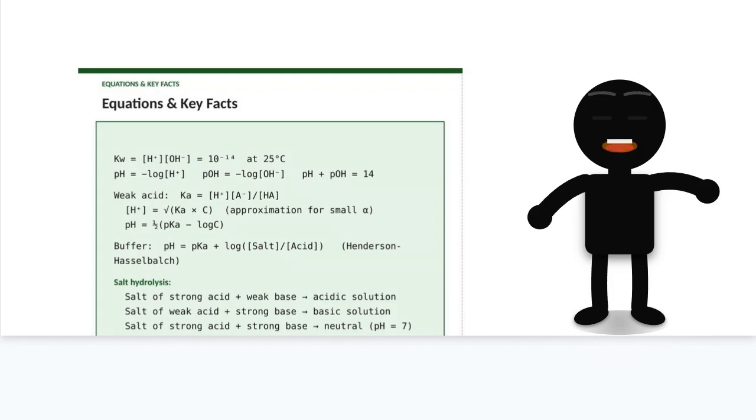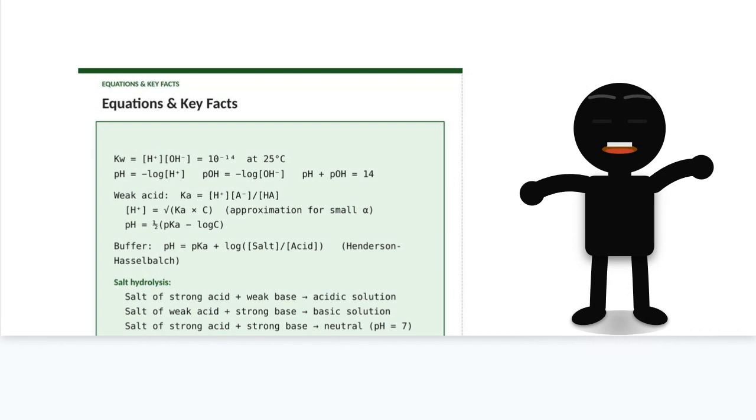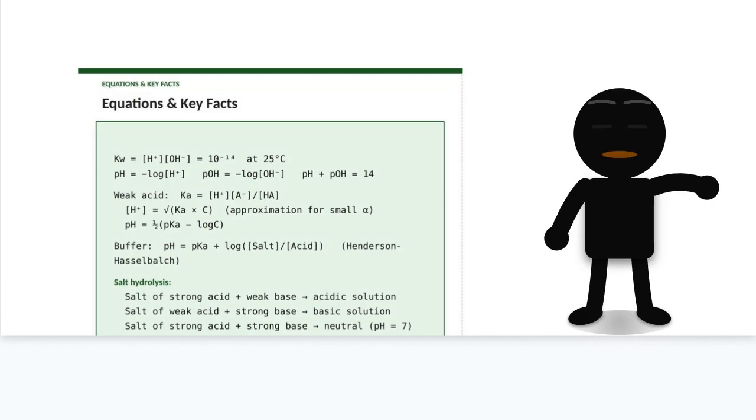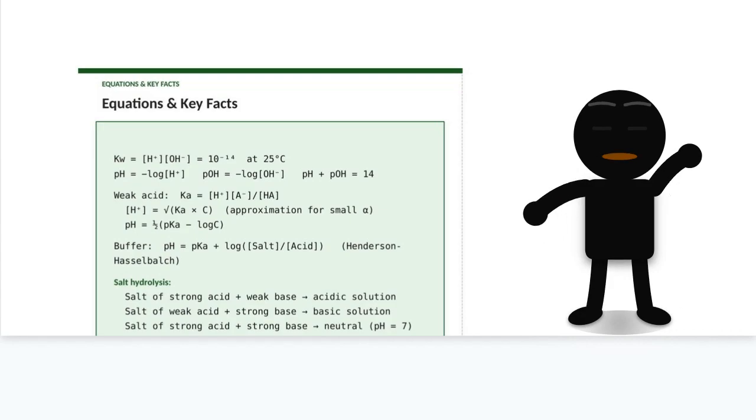The ionic product of water Kw equals 10 to the negative 14 at 25 degrees, memorize this. It connects pH and pOH. For strong acids, pH is simply negative log of the concentration. For weak acids, pH equals half of pKa minus logC from the equilibrium approximation. The Henderson-Hasselbalch equation is essential for buffer calculations.